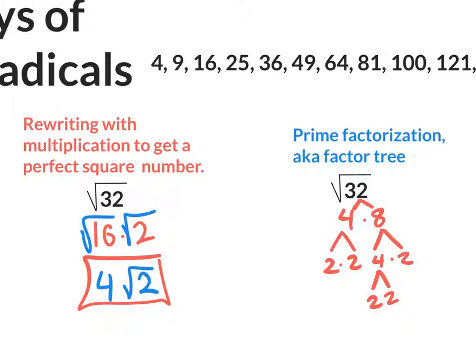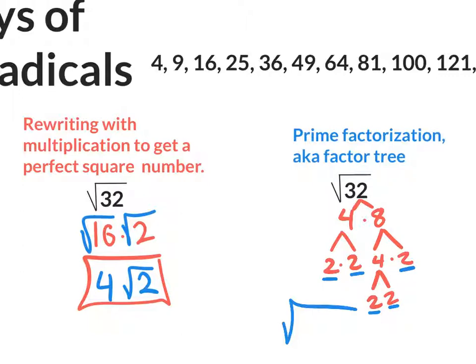Now, check this out, guys. Here's the important part of this alternate method. Everything that pairs up, well, let's first understand what we have. We have a 2, a 2, a 2, a 2, and a 2. Everything that pairs up, I'm going to write it once outside the square root.